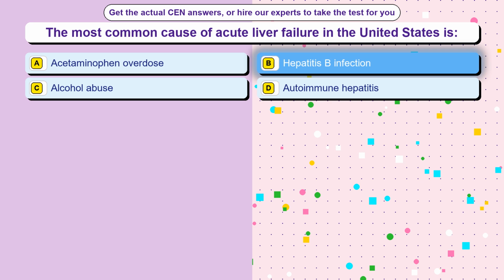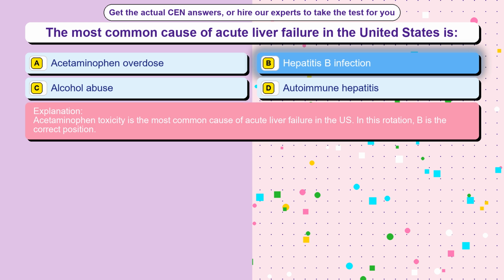The correct answer is option B. Hepatitis B infection. Acetaminophen toxicity is the most common cause of acute liver failure in the U.S. In this rotation, B is the correct position.